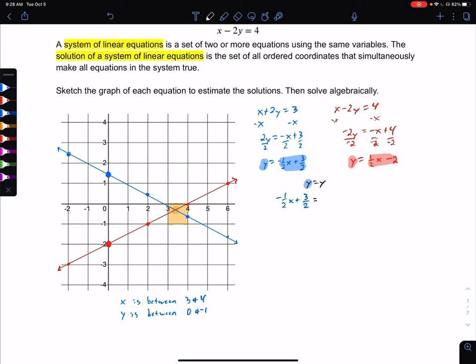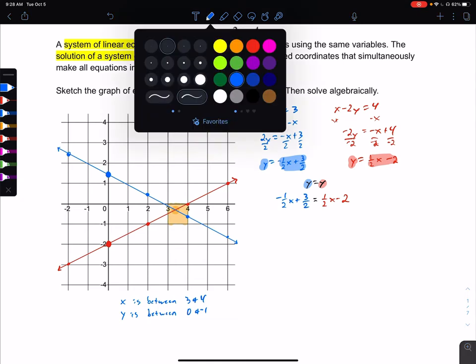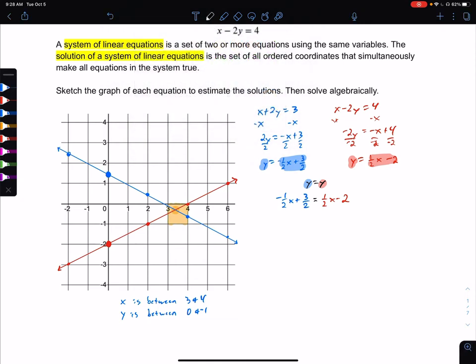And I can make the other y come from the red equation, which would be 1/2 x minus 2. And now I have an equation that only has x as my variable, so I can solve it for x and then go from there. The first thing I'm going to do is get rid of my fractions. I'm going to multiply everything by 2.